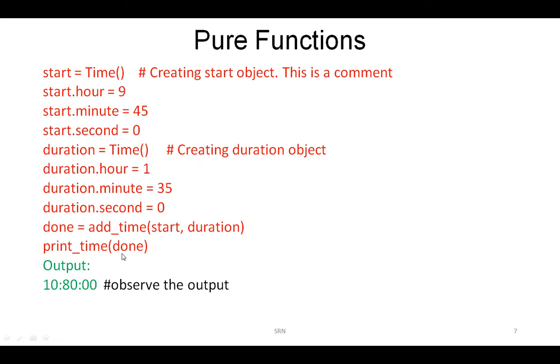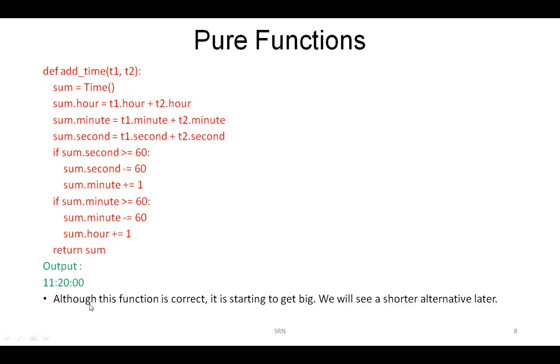Then print time done, it will print 10 hours 80 minutes 0 seconds. It's just adding hour to hour, minute to minute, second to second. Observe this output. Definitely this is a wrong output. This is not the expected output. Then we'll have to write the appropriate functions. These are pure functions. They're not making any changes to the objects passed to them.